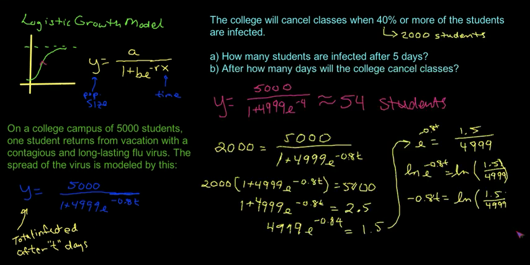And then negative 0.8 is the same as negative 4/5. So I'm just going to do the reciprocal of that to get t by itself. And that's going to give me negative 5/4 on the right side. Trust me, that's a 5. Times my natural log of all of this.